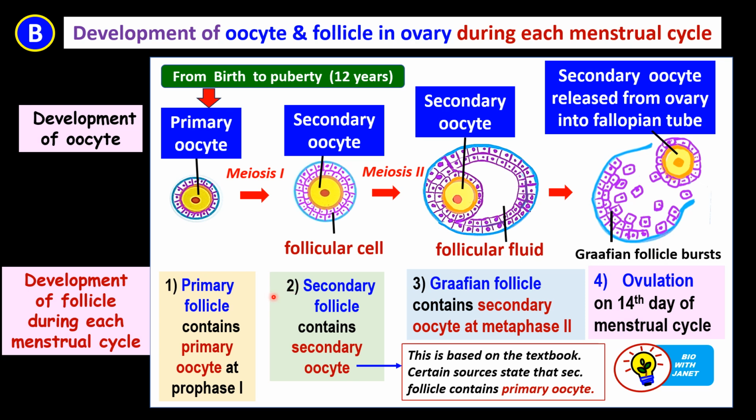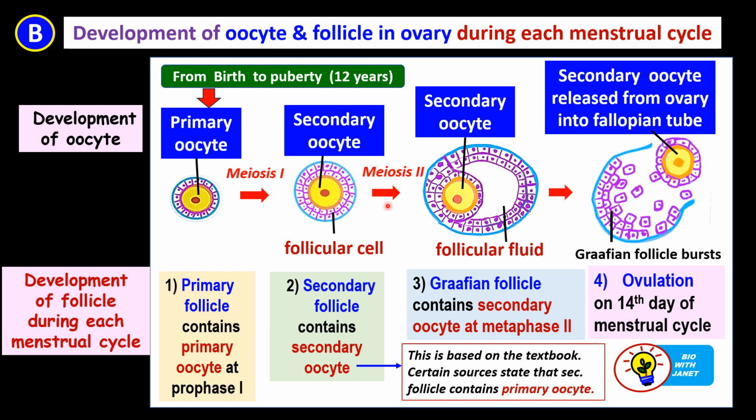So the primary follicle has developed to form the secondary follicle, and the secondary follicle contains the secondary oocyte. Later on, the secondary follicle will continue to grow bigger, and it will form the Graafian follicle, which is the biggest follicle that contains follicular fluid. Now, sometimes the secondary follicle may have some follicular fluid too, but the Graafian follicle is the biggest follicle.